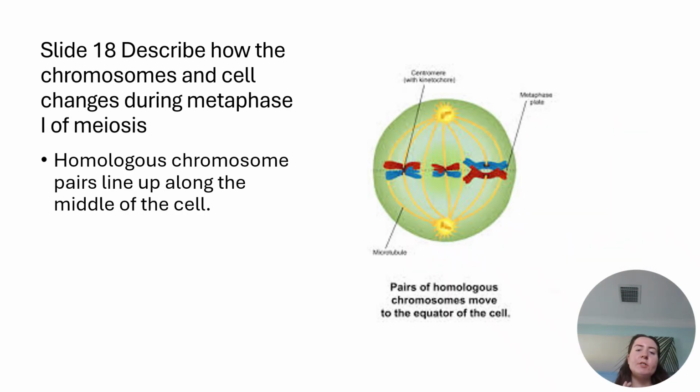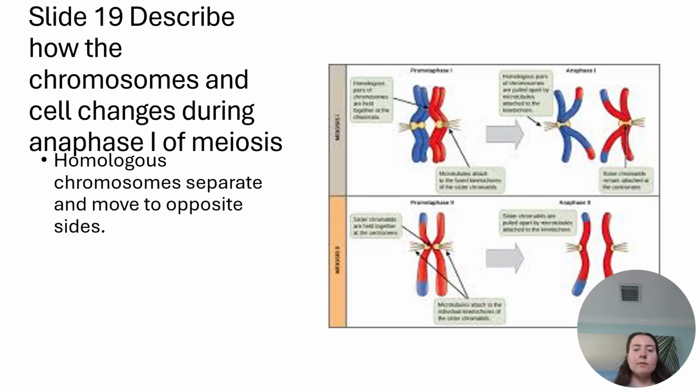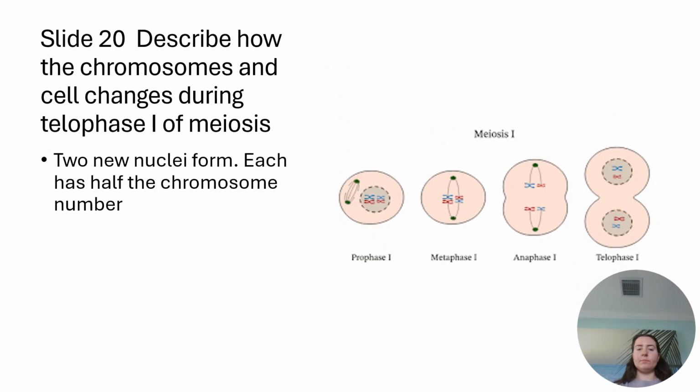18. Describe the chromosomes and cell changes during the metaphase 1 of meiosis. Homologous chromosome pairs line up along the middle of the cell, and pairs of homologous chromosomes move to the equator of the cell. 19. Describe how the chromosomes and cell change during the anaphase 1 of meiosis. Homologous chromosomes separate and move to the opposite sides. As you can see, there is all of the cells of the chromosomes breaking down.